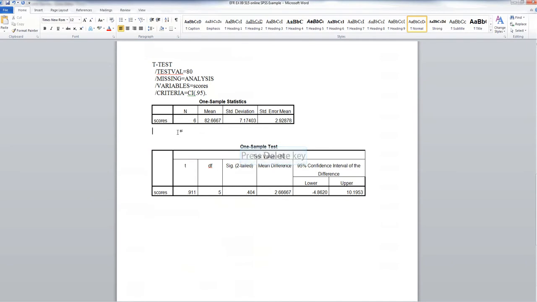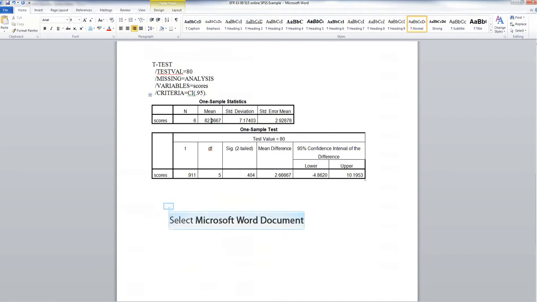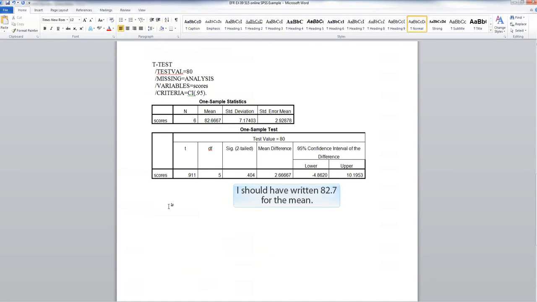The first thing we see is, what is the mean score of the test? Well, our mean score is 82.6667, or if you round it, it'd be 82.7. So the mean test score is 80.7.